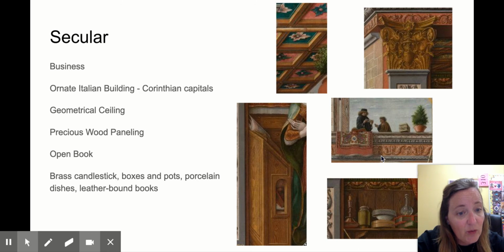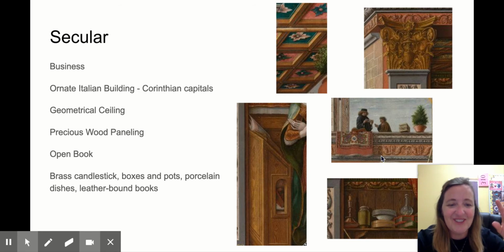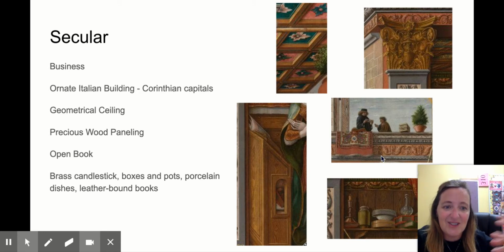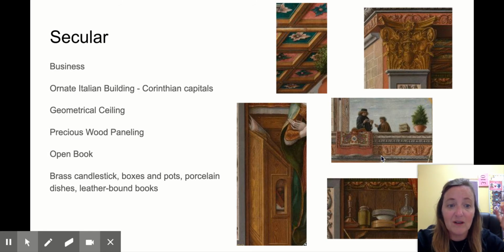You have this very ornate Italian building where a religious event was supposed to have occurred. So they're essentially bringing the story of Jesus into Italy instead of having the Italian people think about what it was like for Jesus and people from the Middle East at that time. So again, kind of taking religion and making it theirs.